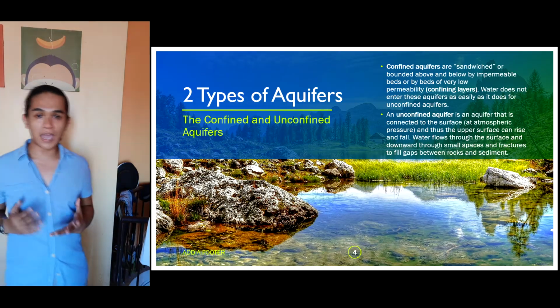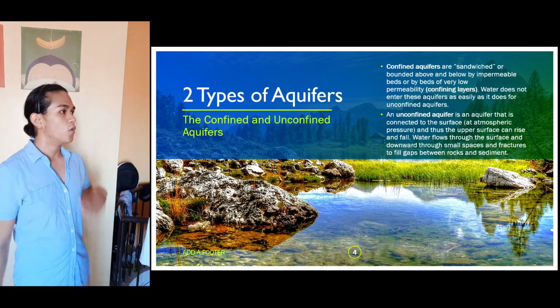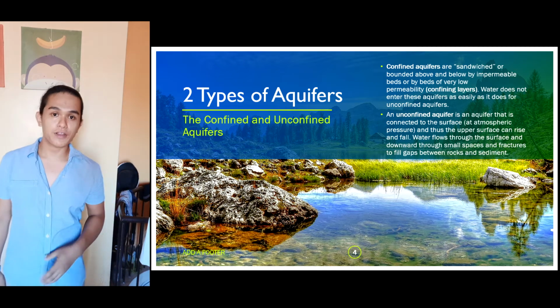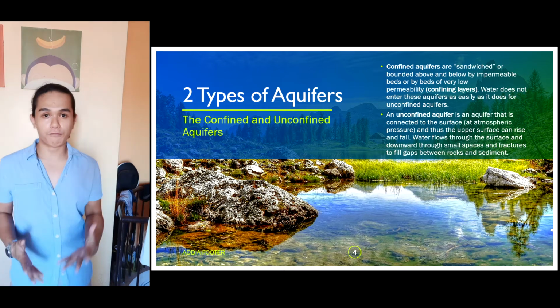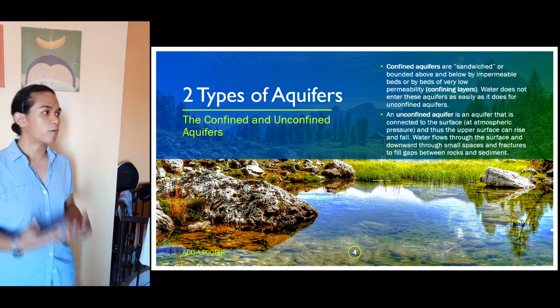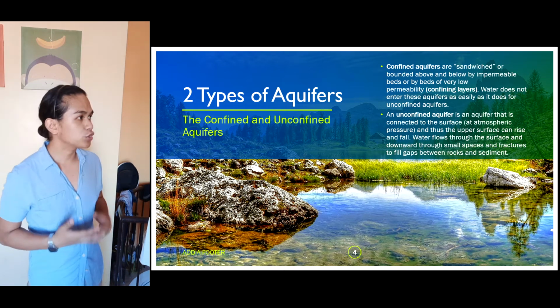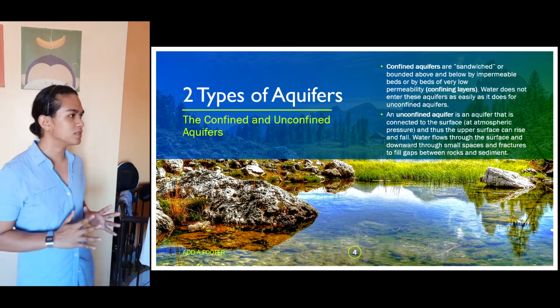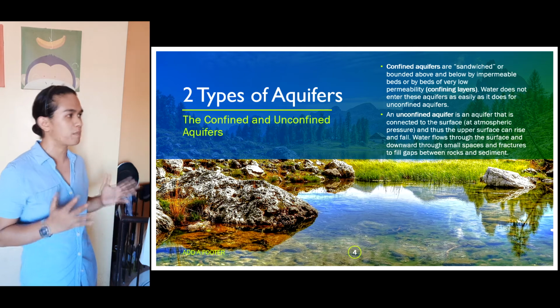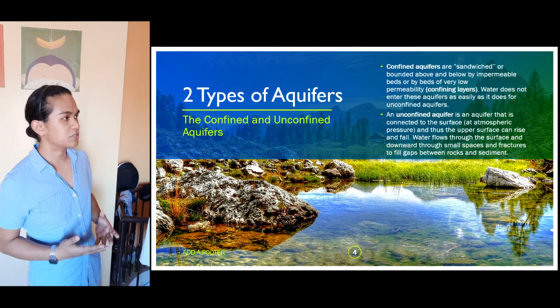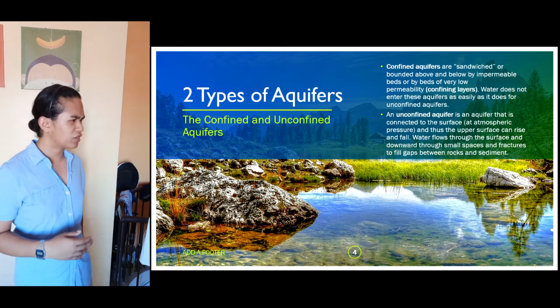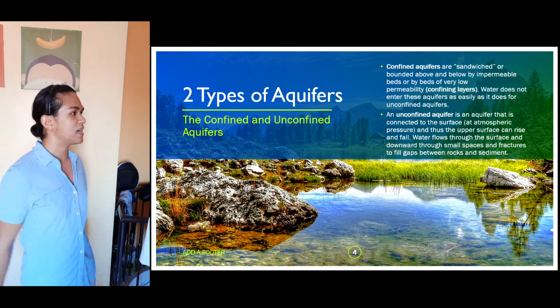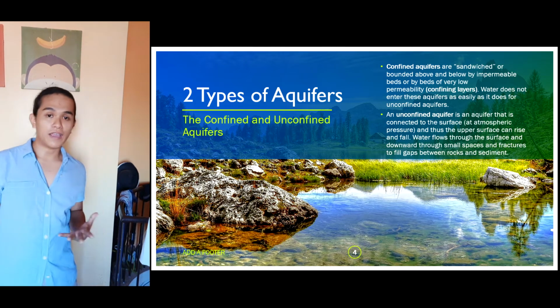There are two types of aquifers: first is the confined aquifer, and second is the unconfined aquifer. Confined aquifers are sandwiched or bounded above and below by impermeable beds, or by beds of very low permeability, called confining layers. Water does not enter these aquifers as easily as it does unconfined aquifers.